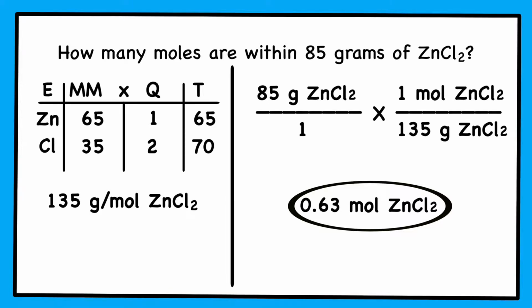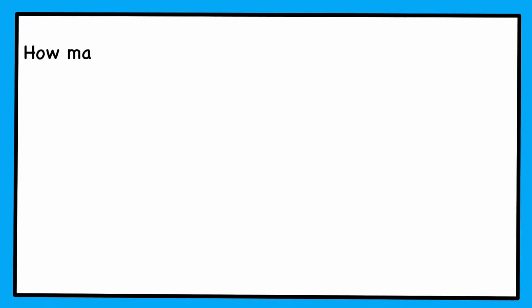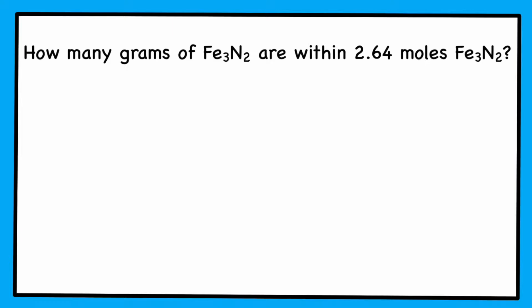Okay, let's say we wanted to go from moles to a given mass of a compound. Let's see how this works. How many grams of iron 2 nitride are in 2.64 moles of iron 2 nitride? Well, the first thing we are going to need to know is the chemical formula for iron 2 nitride. That is Fe3N2. Before we start trying to convert our moles, we need to find our molar mass of our compound. So let's set up our molar mass table.